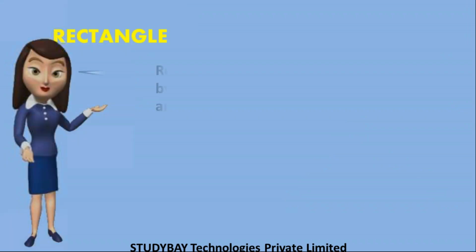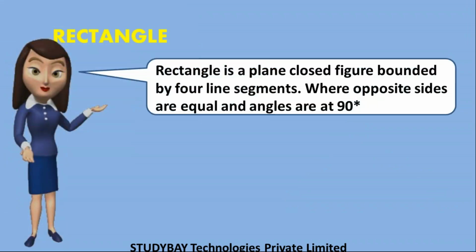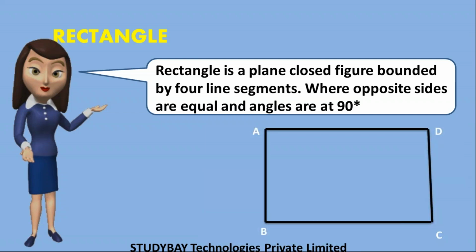We have a rectangle. This is nothing but a plane closed figure bounded by 4 line segments. And here opposite sides are equal and the angles are at 90 degrees. You can see here we have a rectangle ABCD. Here side AB is equal to CD, and AD is equal to BC. And you can see that all the angles, that is angle A, angle B, angle C, and angle D, all of them are at 90 degrees.